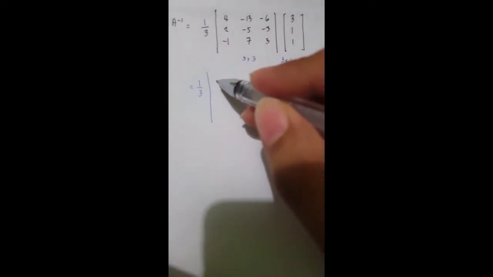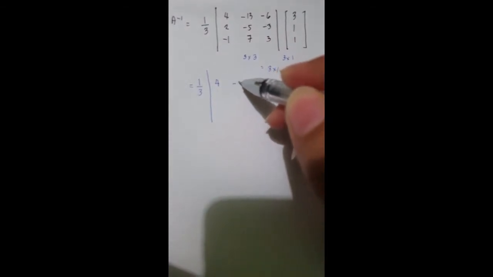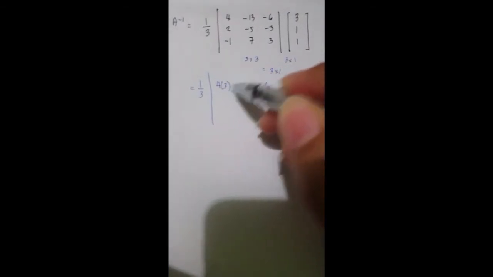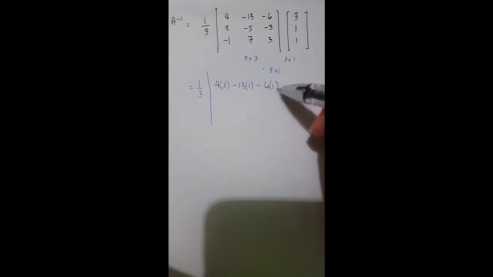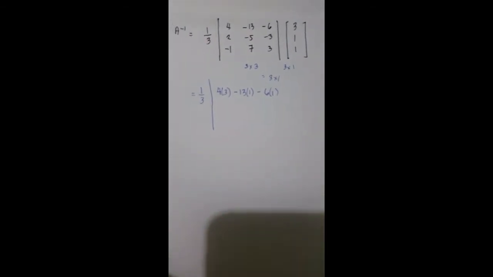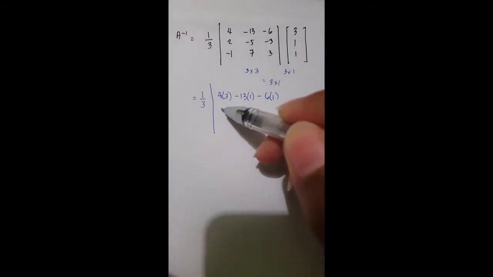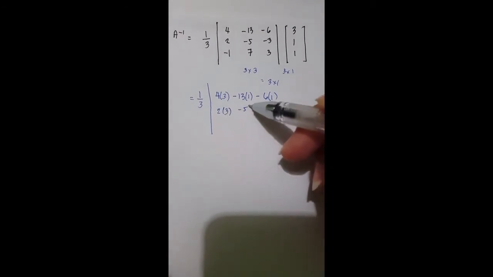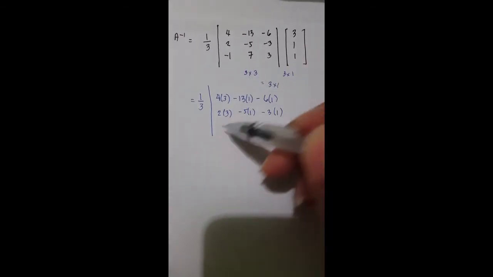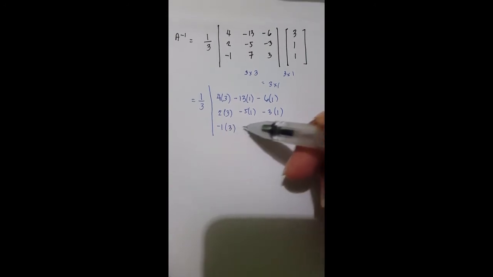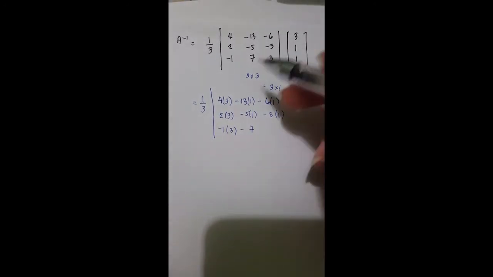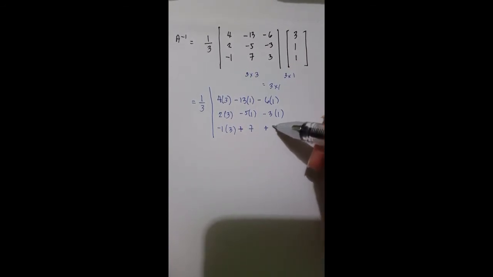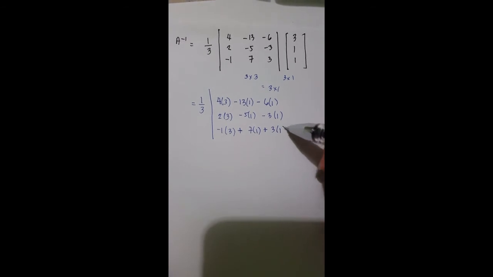And we have 4, negative 13, negative 6. And then we place 3, 1, and 1. Okay, remember the multiplication of matrix. And then we have 2, negative 5, negative 3. We have 3, 1, and 1. And then we have negative 1, 7, and that is plus pala. Plus, and plus 3.